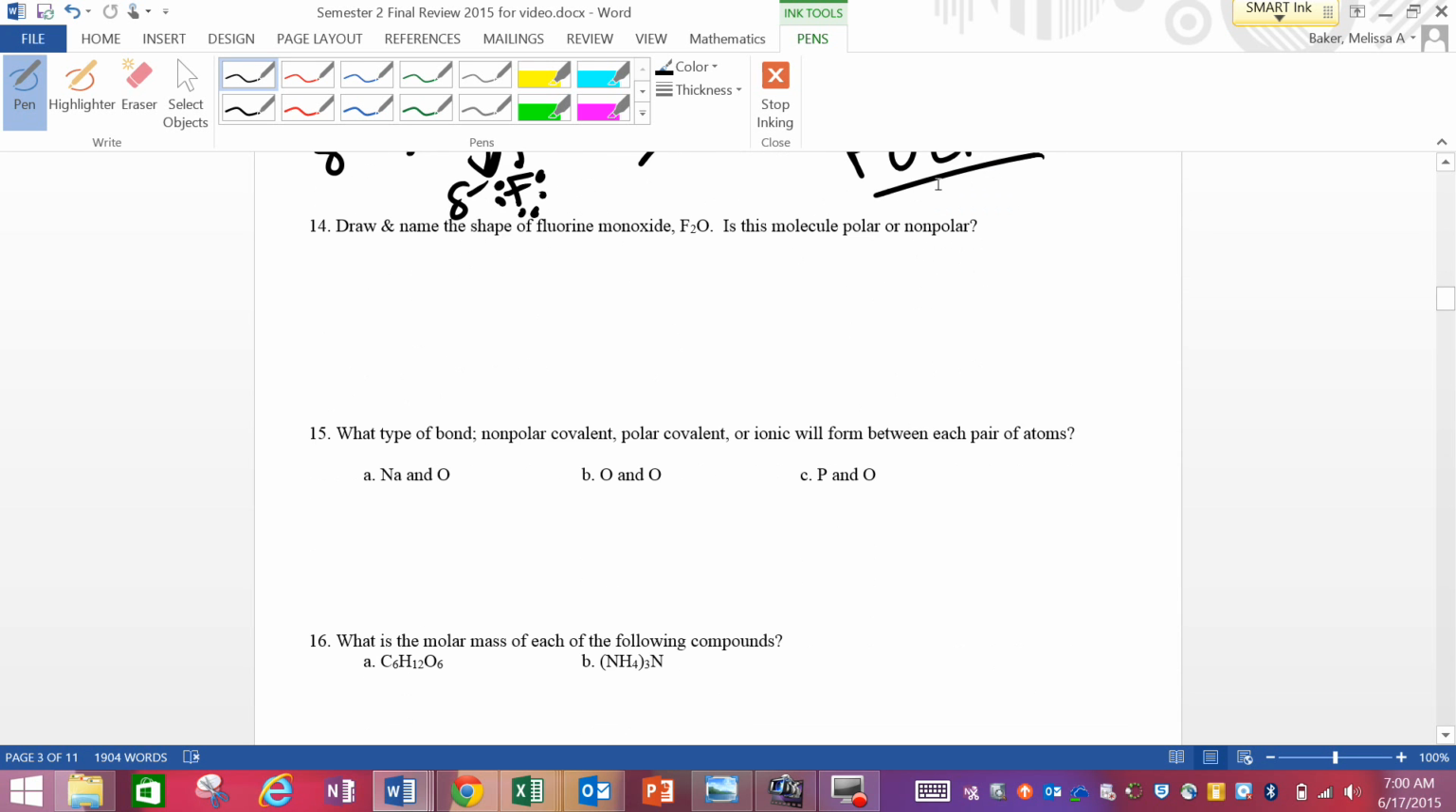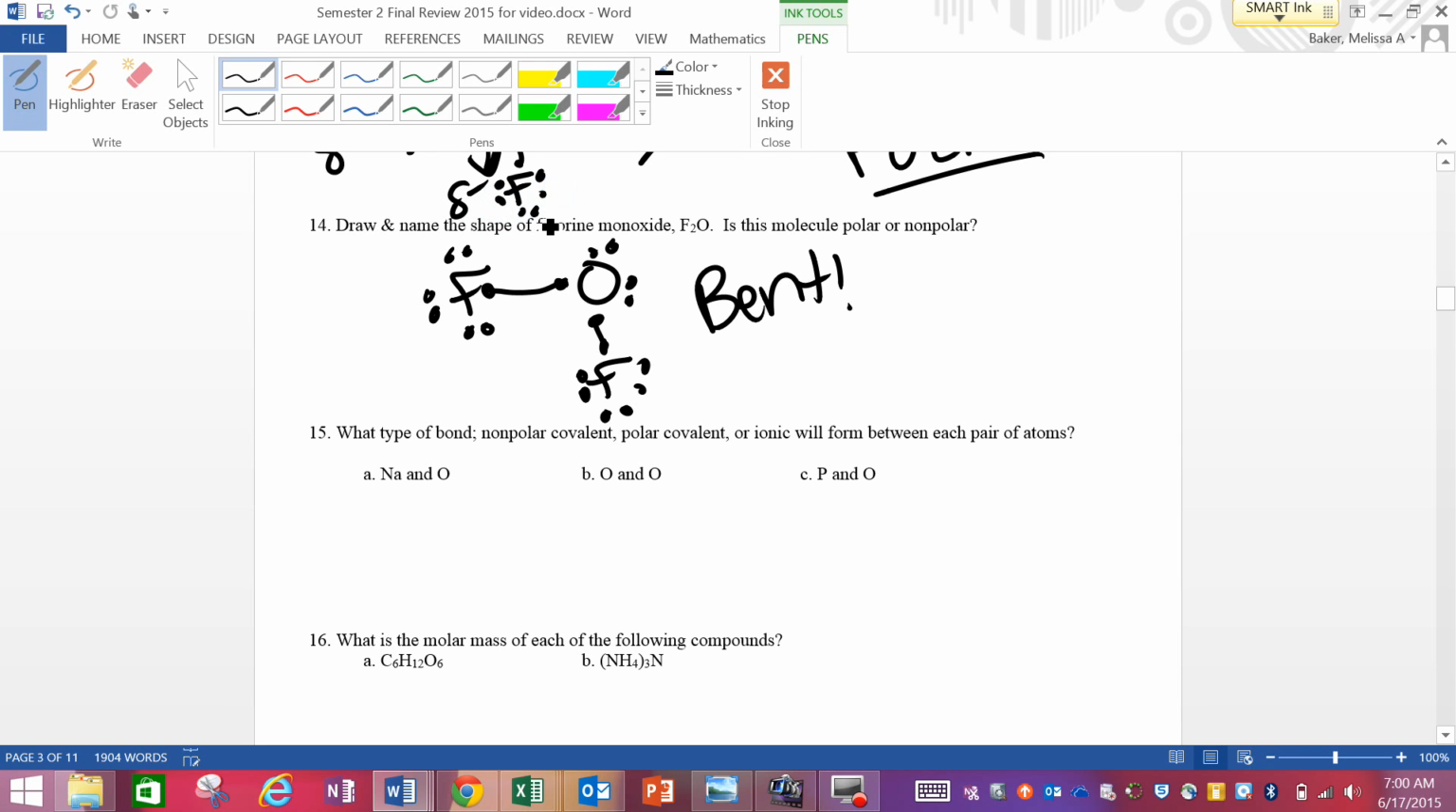How about the one below it, F2O? O has 6 valence electrons. Fluorine again, we just did one with it. We know it's got 7. So what shape is this? It's got 2 things attached and 2 lone pairs. This is bent. How about the polarity? Fluorine is winning. It's pulling by more than 0.5. That means it is very polar.